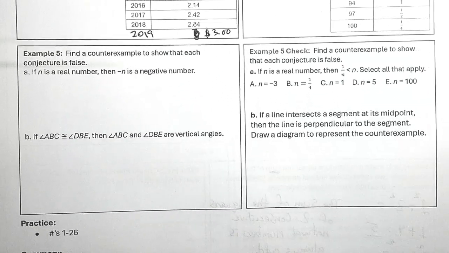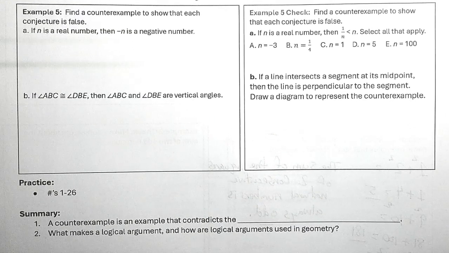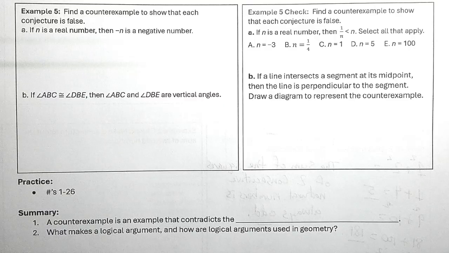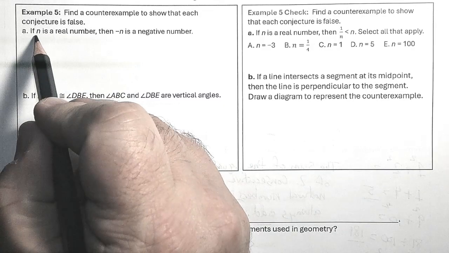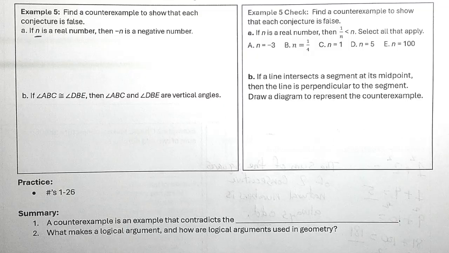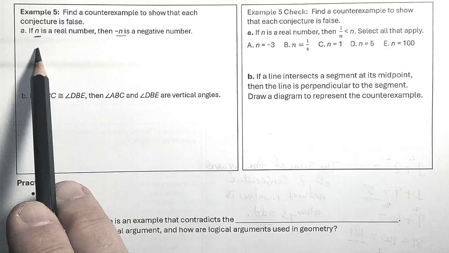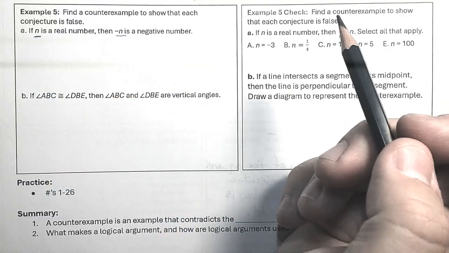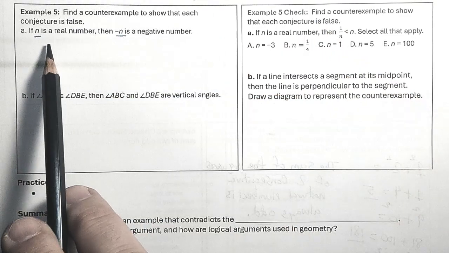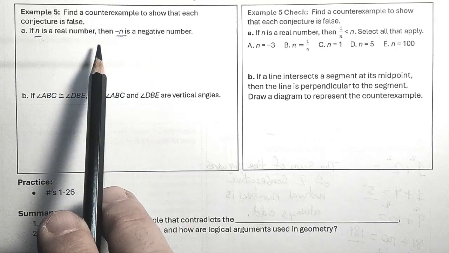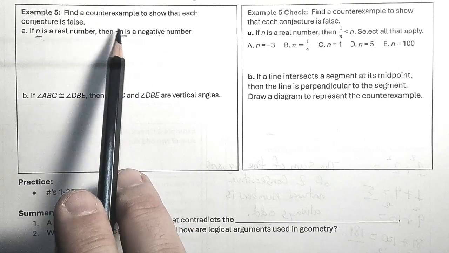Okay, example 5. Find a counterexample to show that each conjecture is false. All right, so for A, if n is a real number, then negative n is a negative number. Okay, so some of you guys get bent out of shape over the letters in math. Well, just remember that n, or any letter, is a placeholder. So we're just going to put a number in here. Let's say we're to prove it true. So if we made n 2, then negative n would be negative 2.